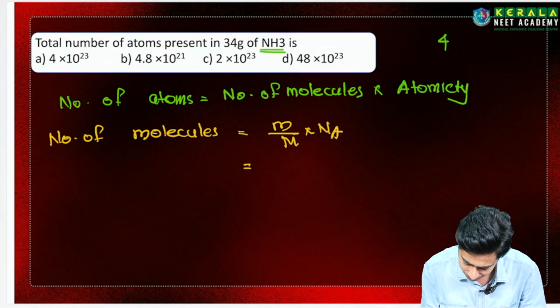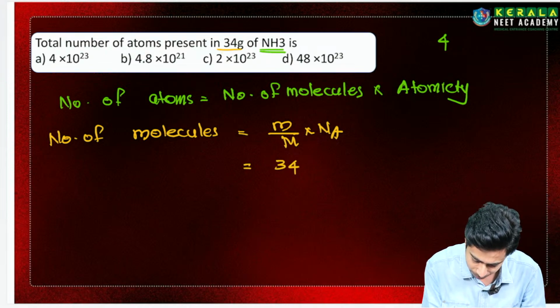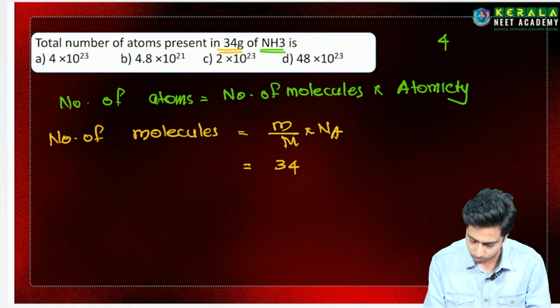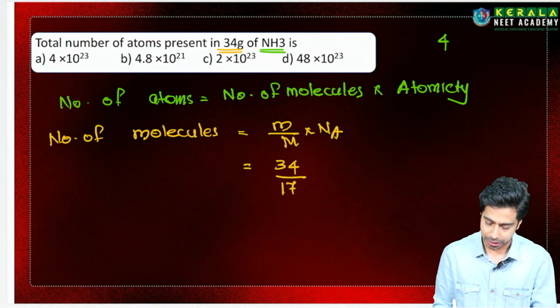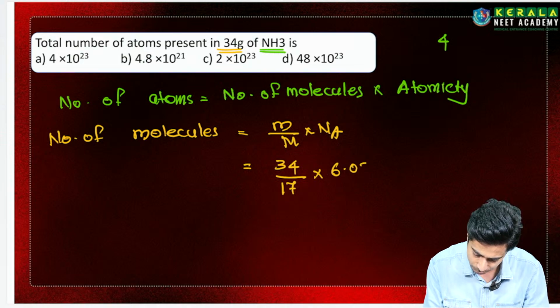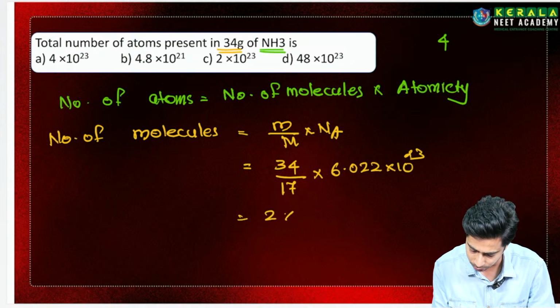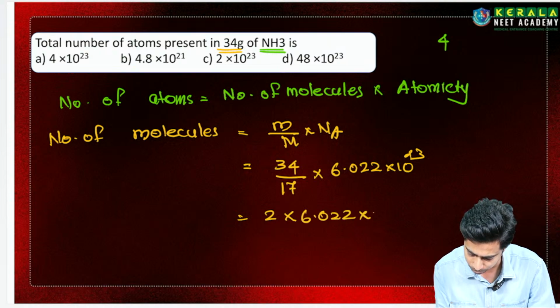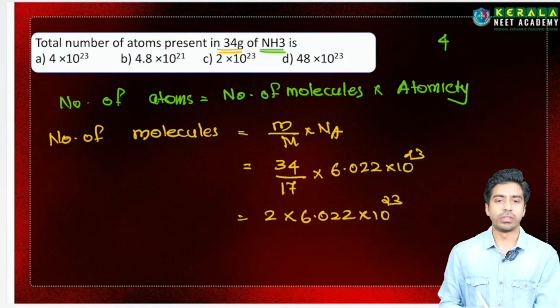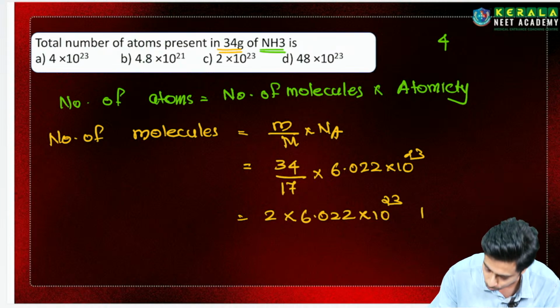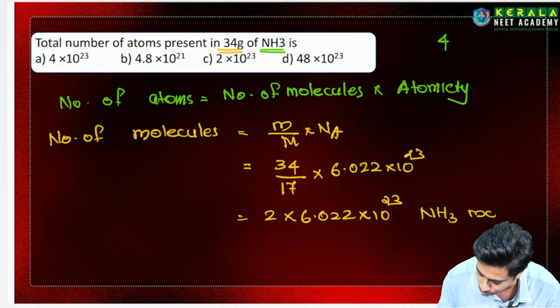Now listen here, given mass is 34 gram. Ammonia molar mass is 17, into Avogadro number 6.022 into 10 raised to 23. 34 by 17 is 2, into 6.022 into 10 raised to 23. So this much ammonia molecules are present.